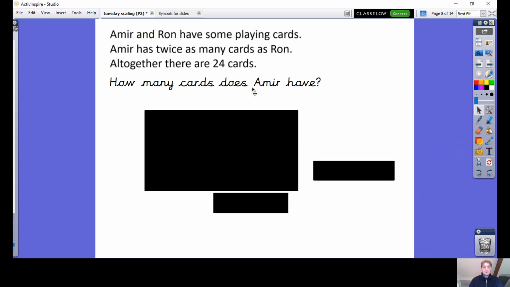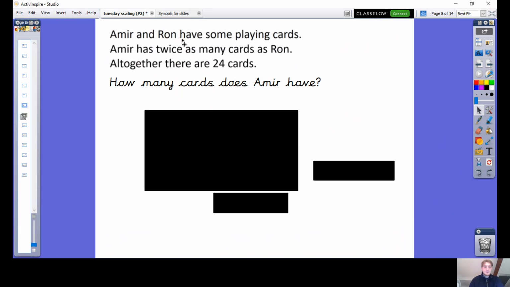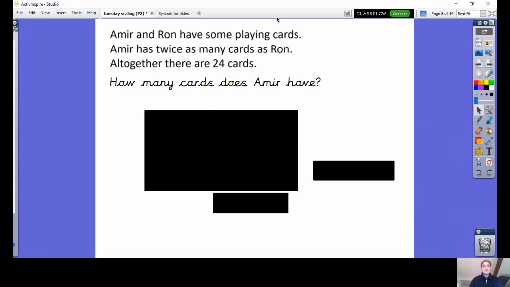Right, I would like you to have a go doing this now. This is an activity slide. So Amir and Ron have some playing cards. Amir has twice as many cards as Ron. Altogether, there are 24 cards. How many cards does Amir have? Okay, so draw out the bar models to help you, and have a go at answering this one. Pause the video and do that now.